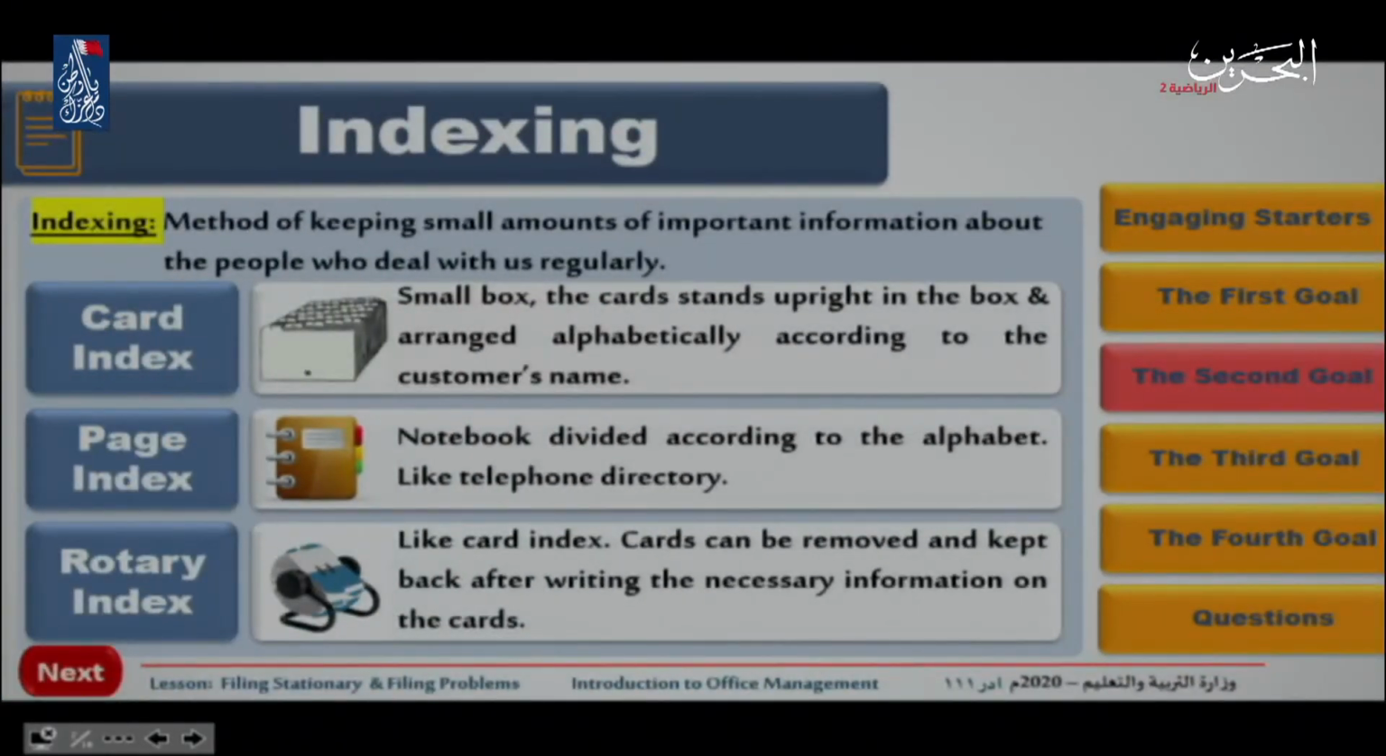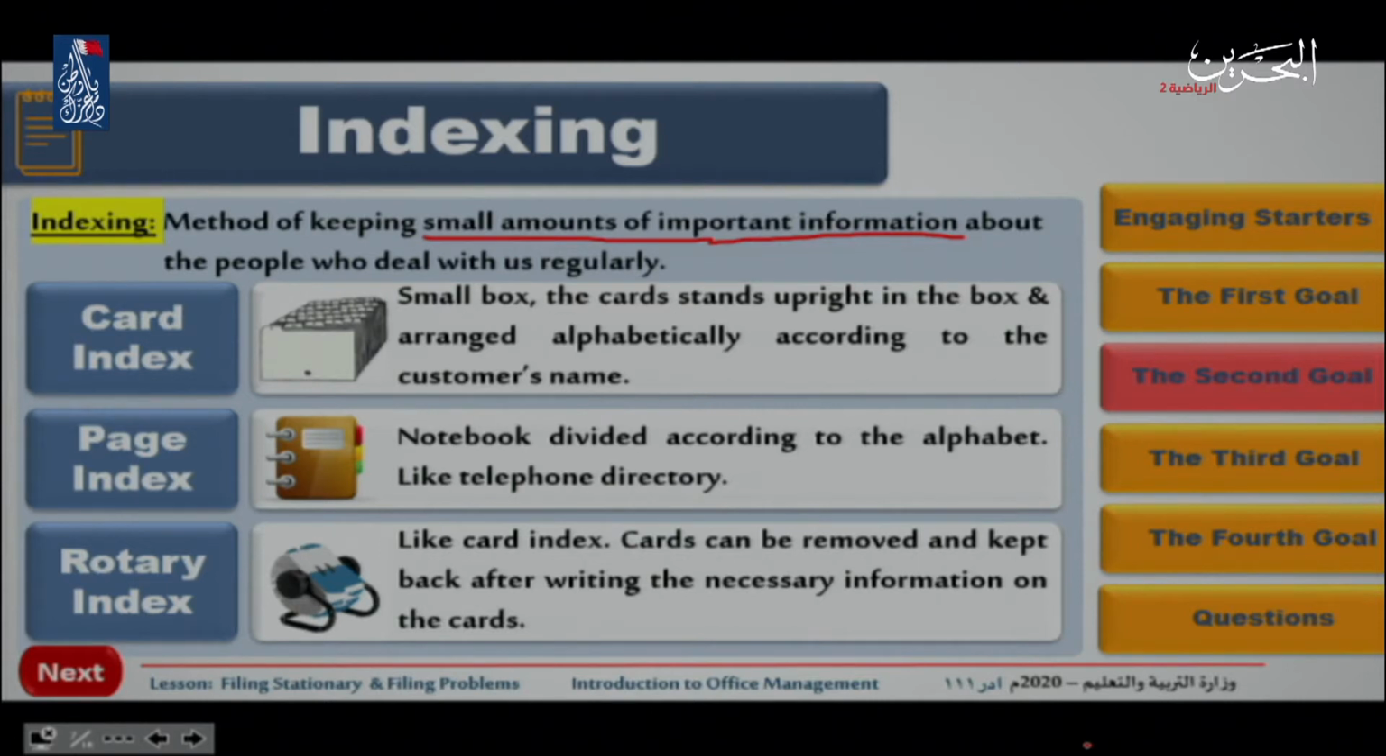Okay, let's move on to our second objective, which is indexing. What do I mean by indexing? Indexing is a method of keeping small amounts of important information about the people who deal with us regularly. It's like a small box where I put small papers about the information of the people that I deal with regularly.